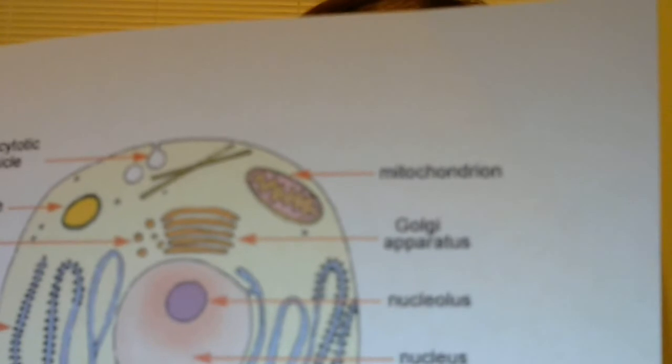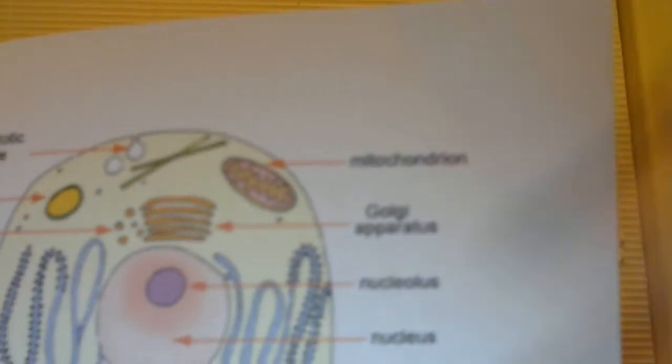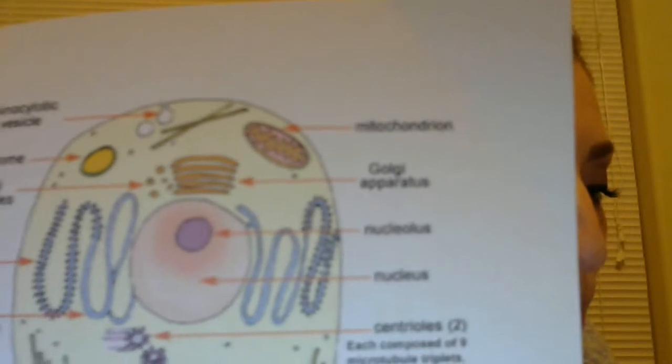Inside it, there is the nucleolus right here. And this is actually not membrane bound, but it's an aggregate of molecules where ribosomes are assembled. And like we mentioned, ribosomes are really the little protein producers, so those are important.